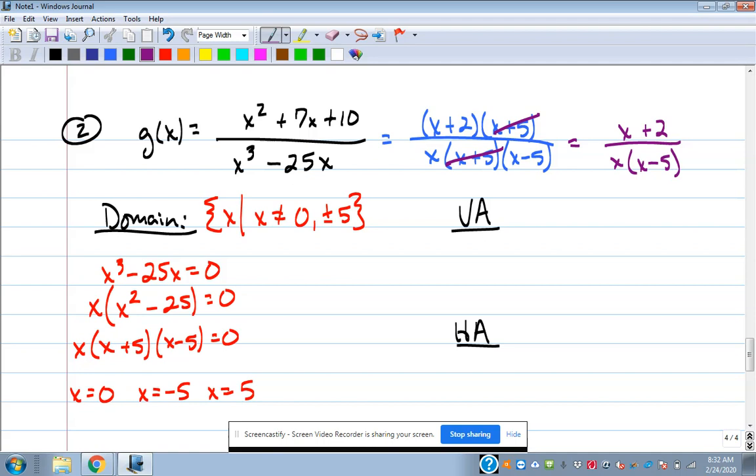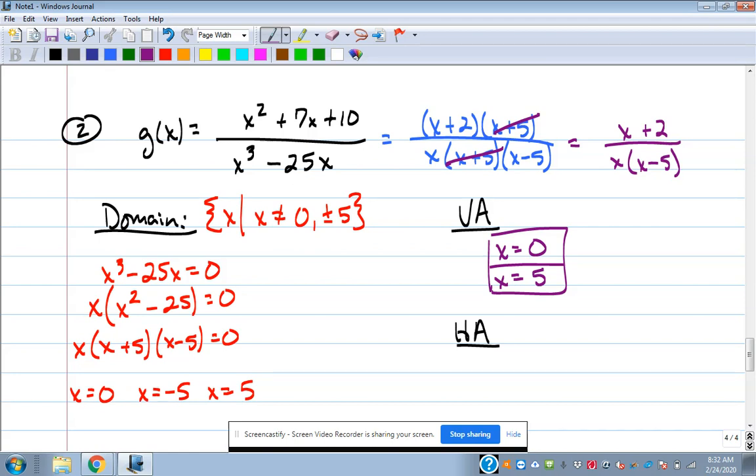So x equals 0 is a vertical asymptote, and x equals positive 5. So 2 vertical asymptotes on this one. Notice we had 3 numbers that were dropped out in the domain, but we only had 2 vertical asymptotes. That's because it's simplified. When we get into section 5, we'll talk about what happened to that x plus 5. What did that create in the graph?